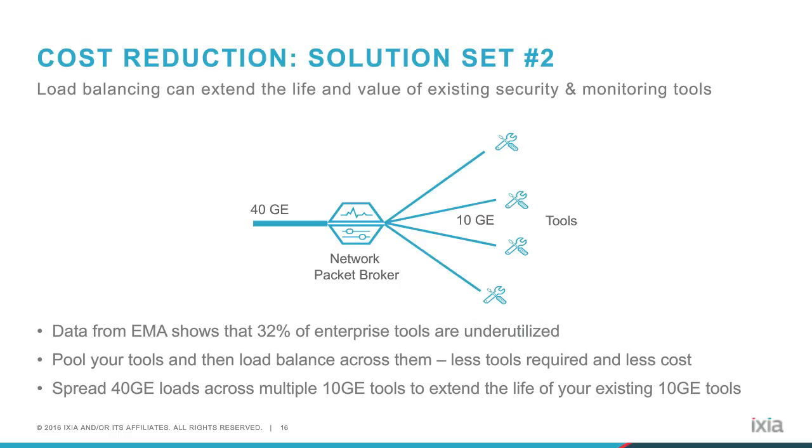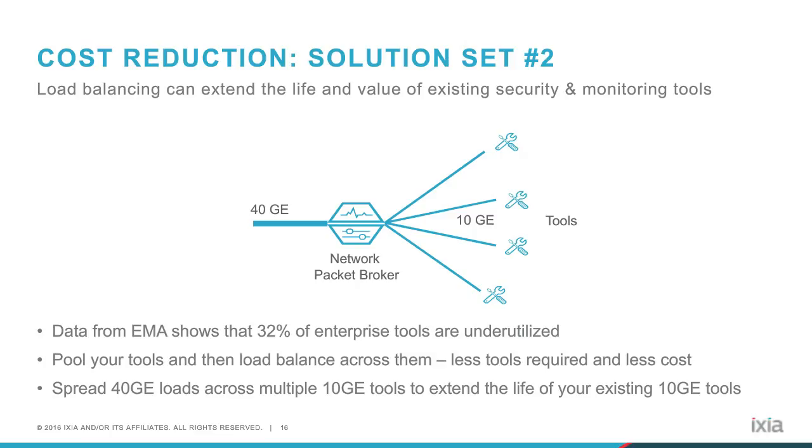Another very important use case for decreasing cost is load balancing. There are a couple clear examples of how load balancing can help most enterprises. First, network traffic increases along with the traffic speed. And that's a very common occurrence within an enterprise. I'm sure you've seen this in your own network as well.